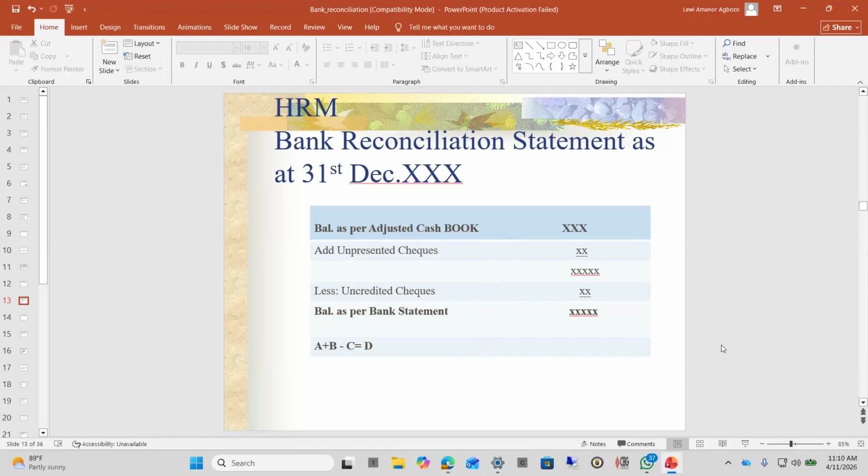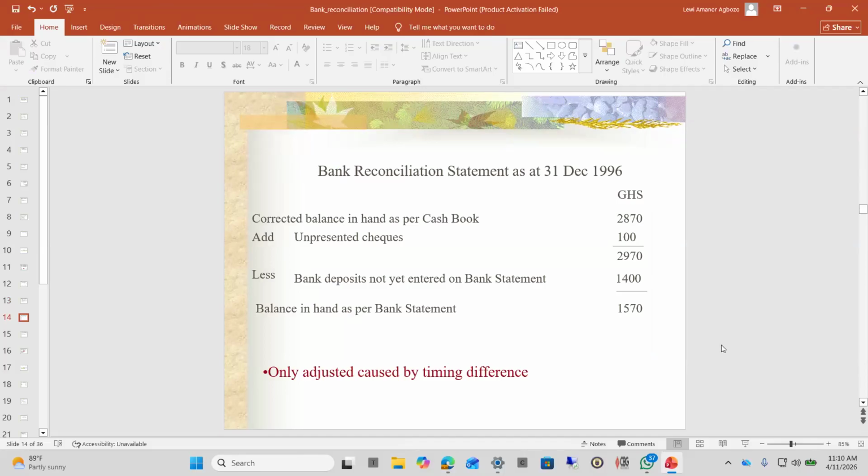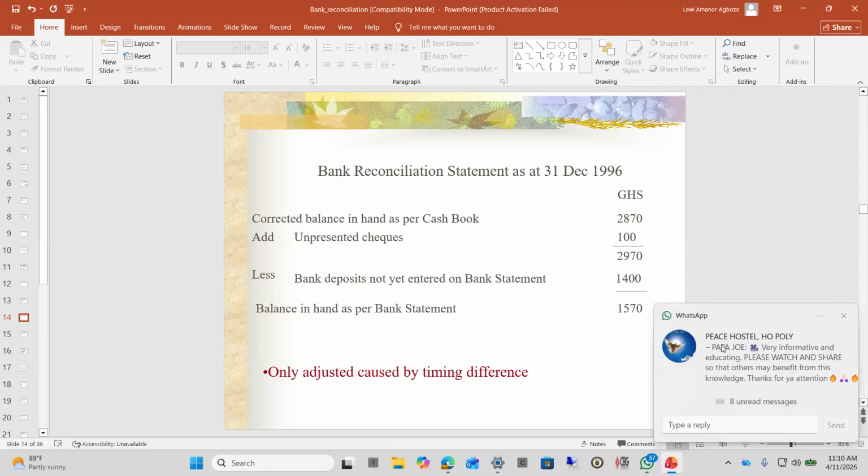Okay, so write this one. Given closing bank statement balance of 1,570 cedis.